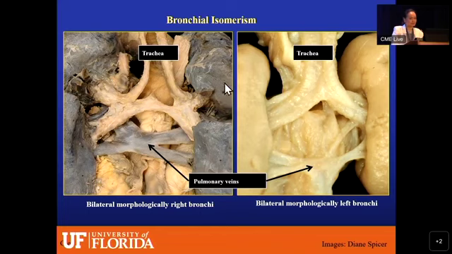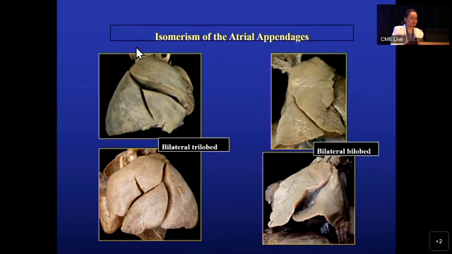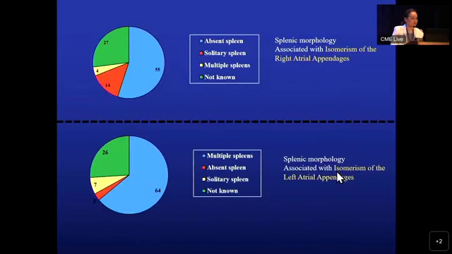Again, want to thank Diane Spicer for these images. Again, you could see bilateral morphologic right bronchi seen in right atrial isomerism, and bilateral morphologic left bronchi in left atrial isomerism. You could see here as well the lungs in right atrial isomerism. There's bilateral right lungs and bilateral left lungs in left atrial isomerism, which is, again, the right lung is trilobed and left lung is bilobed.